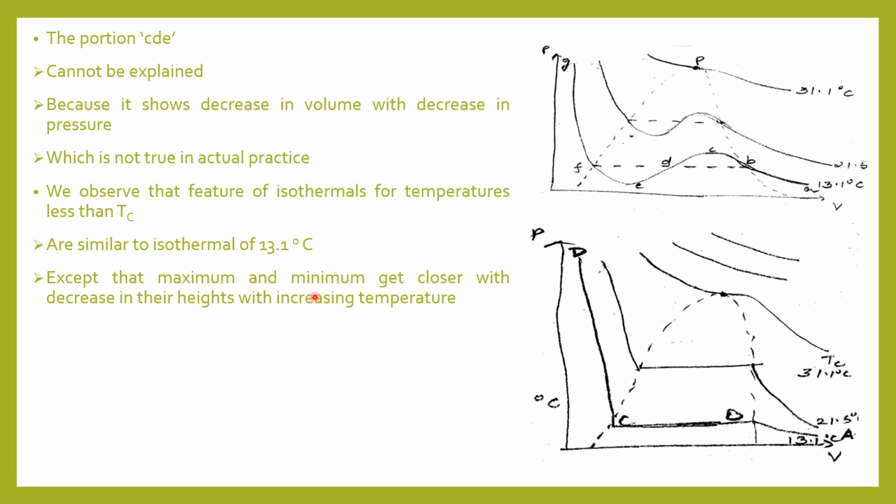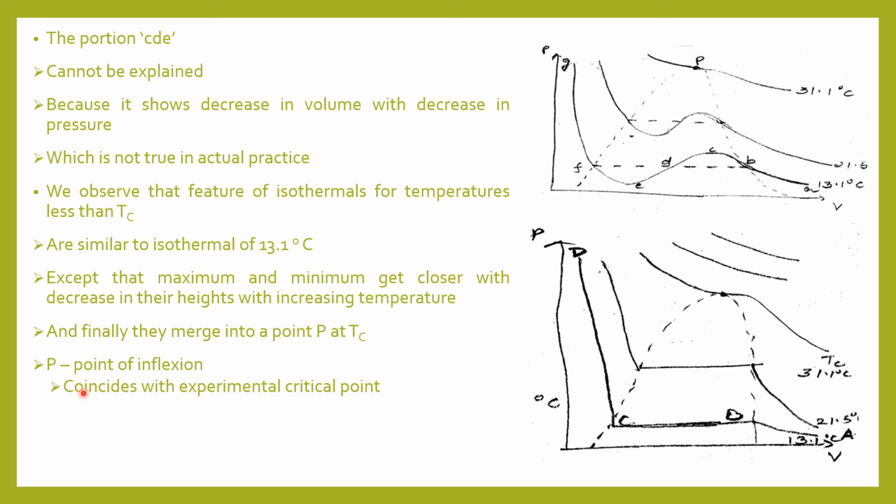Except that the maximum and the minimum get closer with a decrease in their heights with increasing temperature. So this maxima and this minima are coming closer as you go to higher temperatures. And finally, they merge into a point P at the critical temperature Tc. This is point P. P is called a point of inflection. It coincides with the experimental critical point. At higher temperatures, both the theoretical and the practical PV curves are similar.